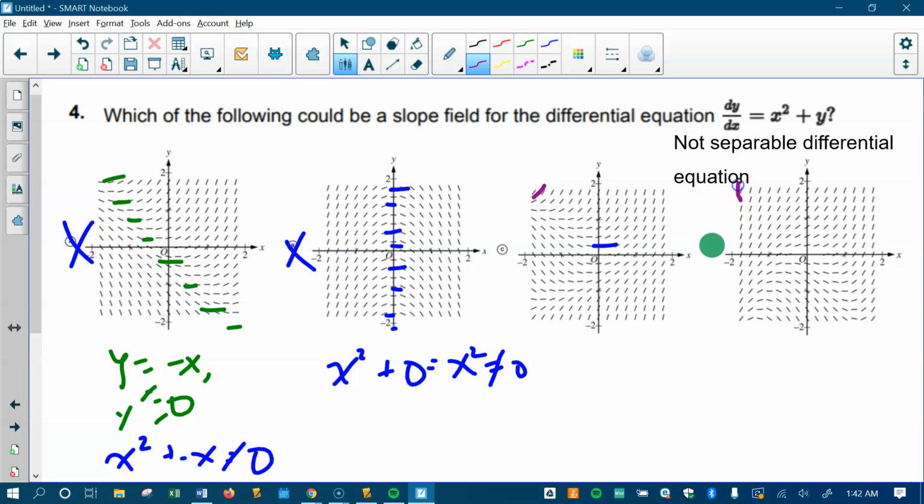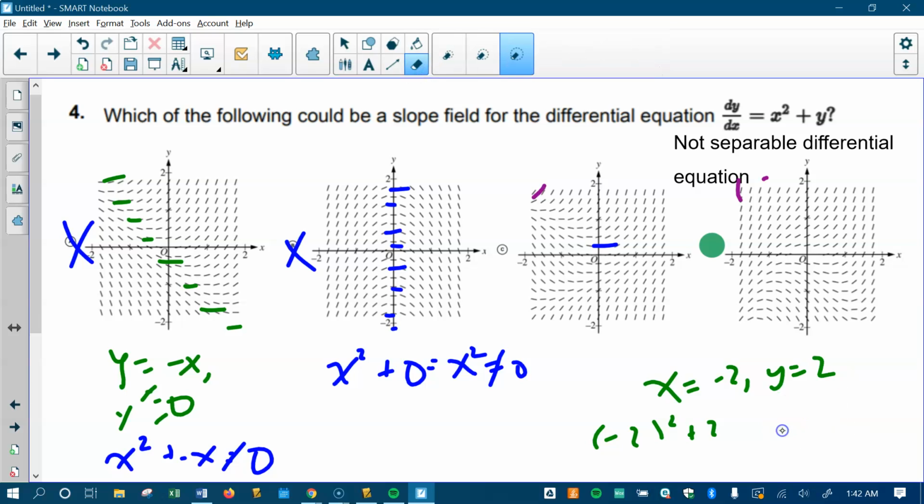Okay, so for the last one between these two, I'm just going to look at this purple. For each one of these, the one on the right looks like a really steep slope, and the one on the left looks like a flat slope. So if I plug in something like x equals -2 and y equals 2, which are the coordinates at that point, mostly, then I should get a really big number, and that's the answer I'm going to go with. So when I plug in -2 squared plus 2, I get 6. And 6 is a very steep slope, which is why D would be the answer.